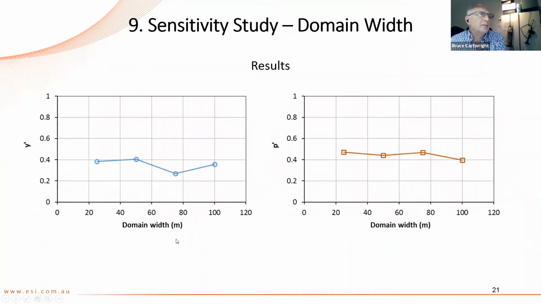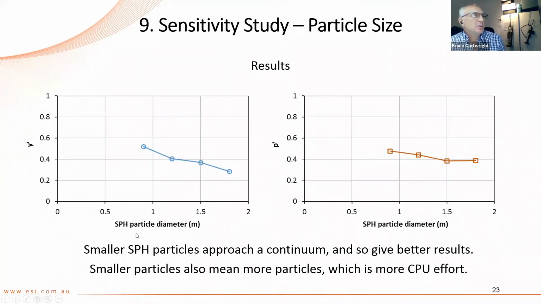Similarly, for the domain width, there was something happening at about 70 meters wide for this particular condition, but otherwise wider should have been better. This actually happened to coincide with the reflection off the side of the wall perfectly meeting up with the transom of the boat. And then the other one, which is really important, was the SPH particle diameter. Basically, the smaller you go in SPH particles, the more it becomes like a continuum, if you like, and you get better results. But smaller particles also means a lot more particles, which means more CPU effort. So there's got to be a compromise there, like all computational work.